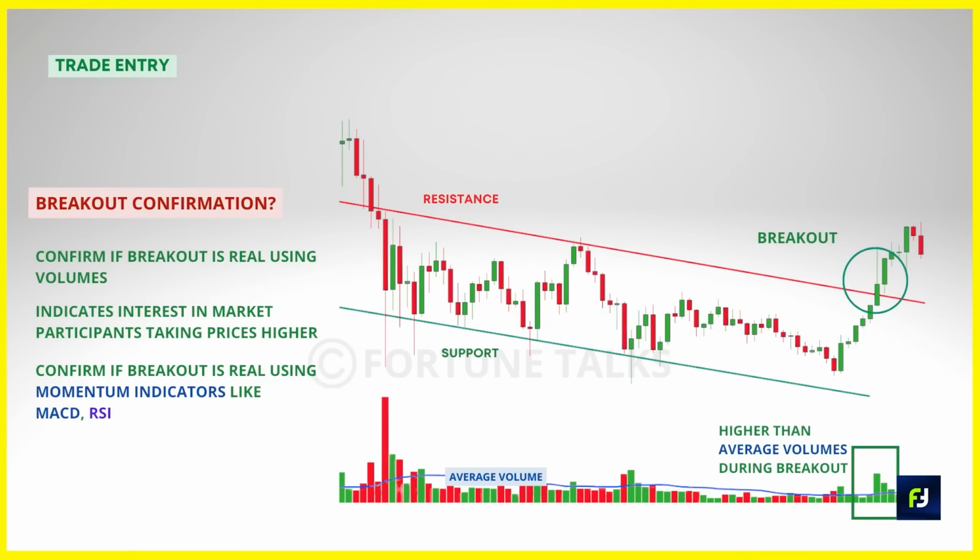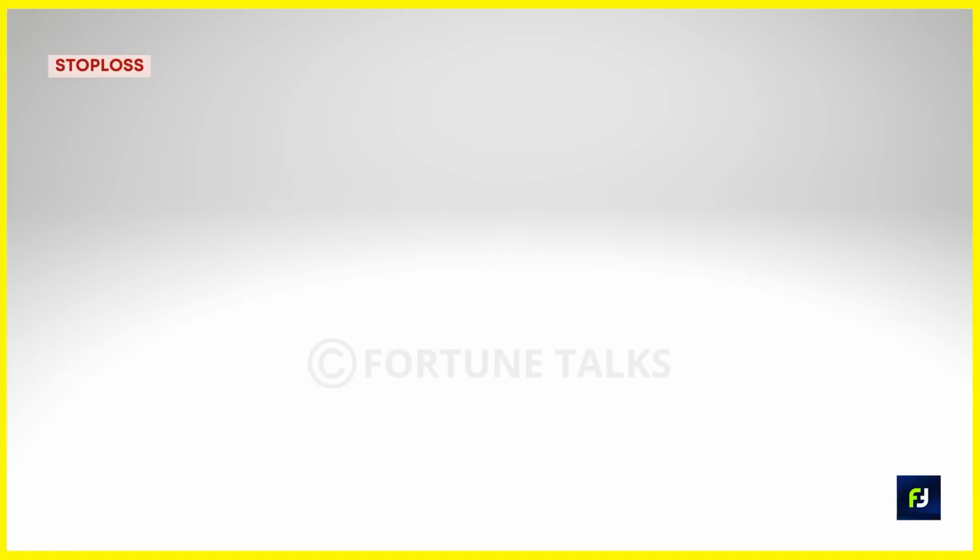Now, one of the most important factors to check out is the volume. You can validate a real breakout using higher than average volumes during the breakout, and you can even use momentum indicators like RSI, MACD, etc. to validate the breakout. Moving on, let's look at how to place your stop losses. So we will discuss the stop loss for a breakout above the resistance level.